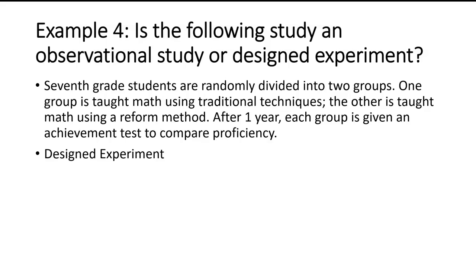If you said designed experiment, you are correct. They were divided into groups. One group was taught using one method. One group was taught using another method. So that is your experiment right there. And then at the end, they take a test and you compare the results. And so those test results are your response variable. All right. So this is observational study versus designed experiments.